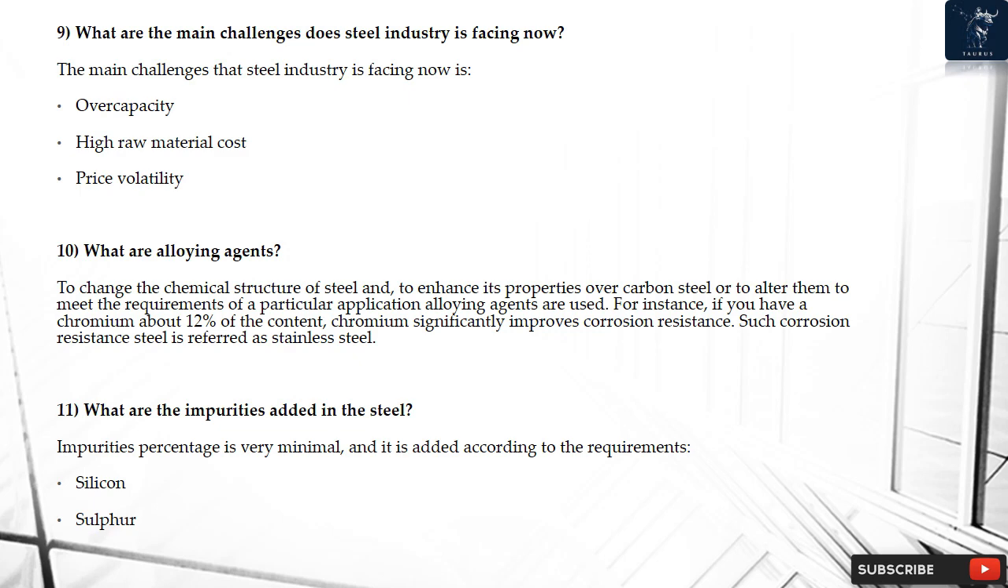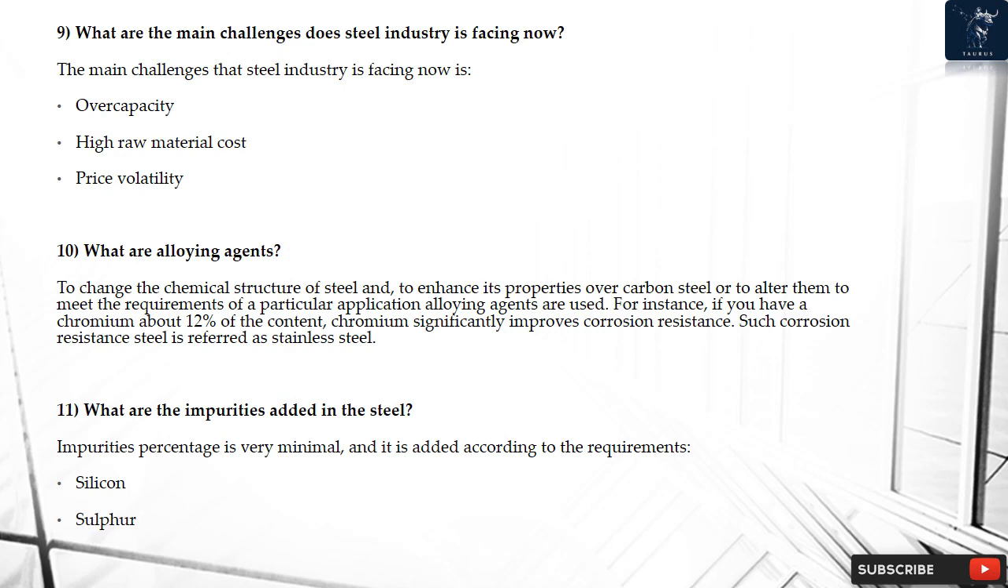10. What are alloying agents? To change the chemical structure of steel and to enhance its properties over carbon steel, or to alter them to meet the requirements of a particular application, alloying agents are used. For instance, if you have chromium at about 12% of the content, chromium significantly improves corrosion resistance. Such corrosion resistant steel is referred to as stainless steel.